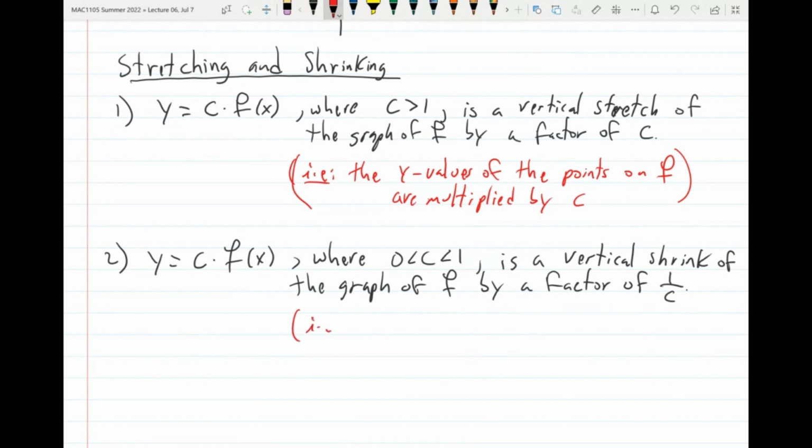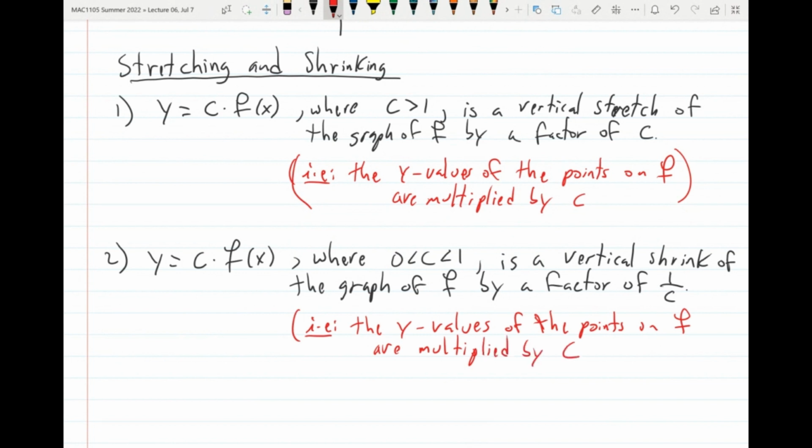So i.e. this also means that the y values, because c is already between 0 and 1, really it doesn't change what you do. So the y values of the points on f are multiplied by c. So in other words, you have to be careful because it always means the same thing. You always multiply by c.